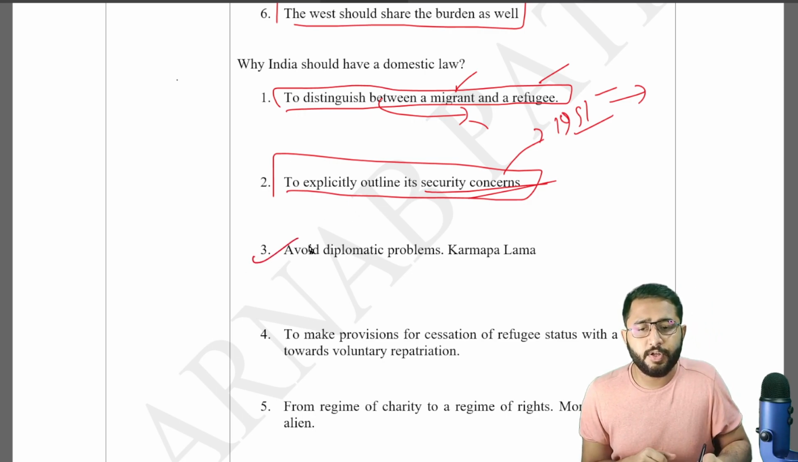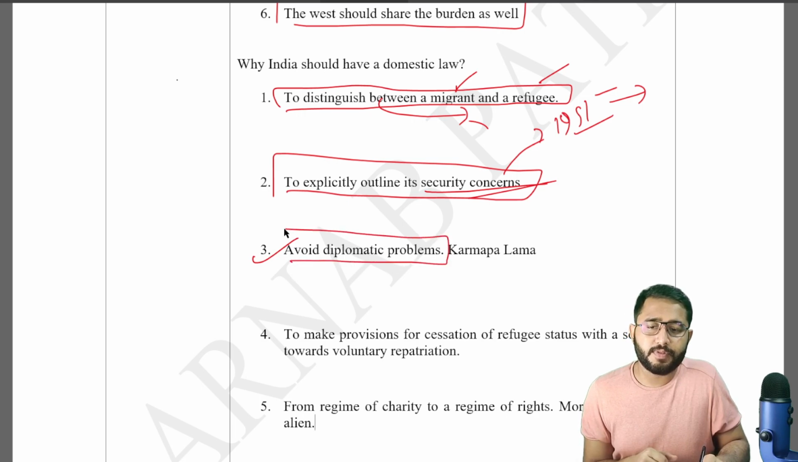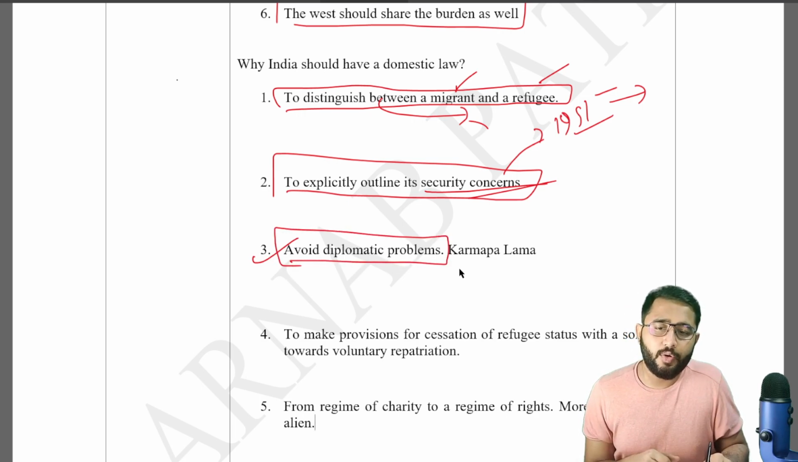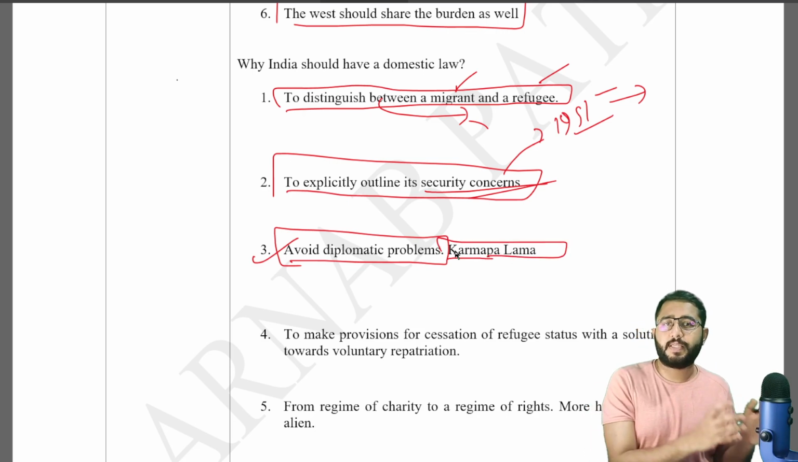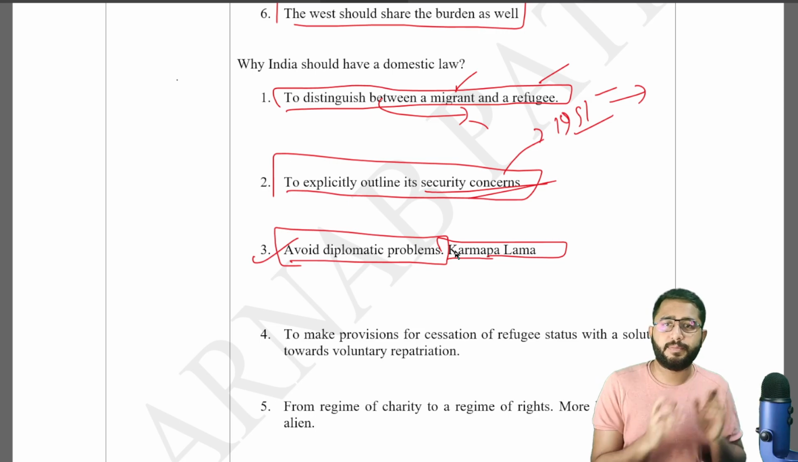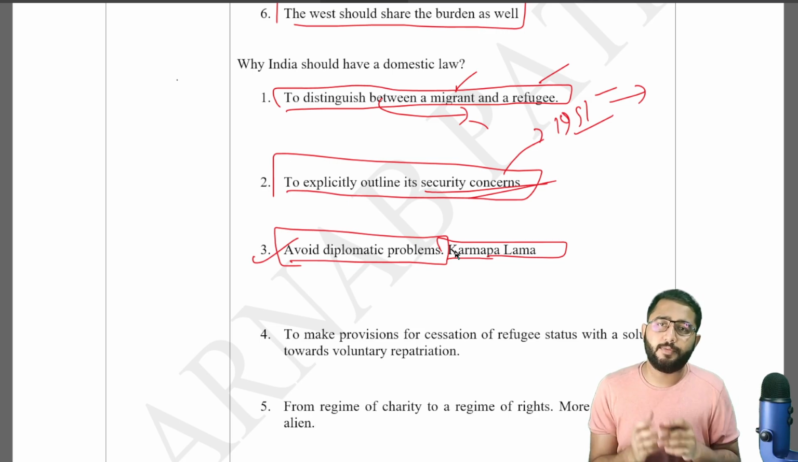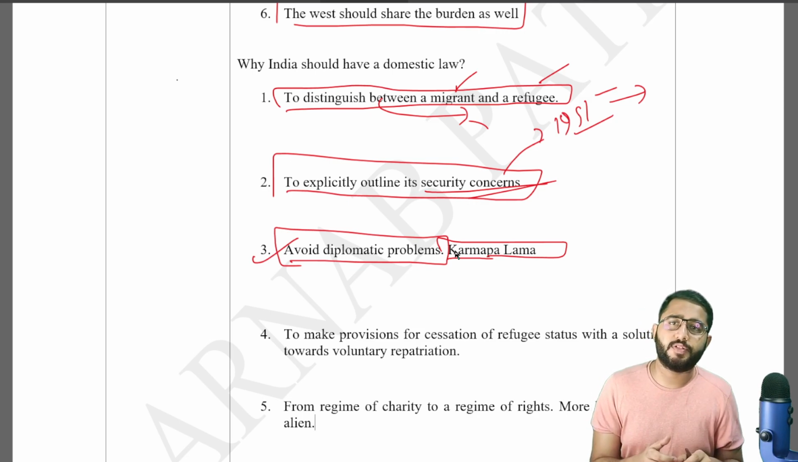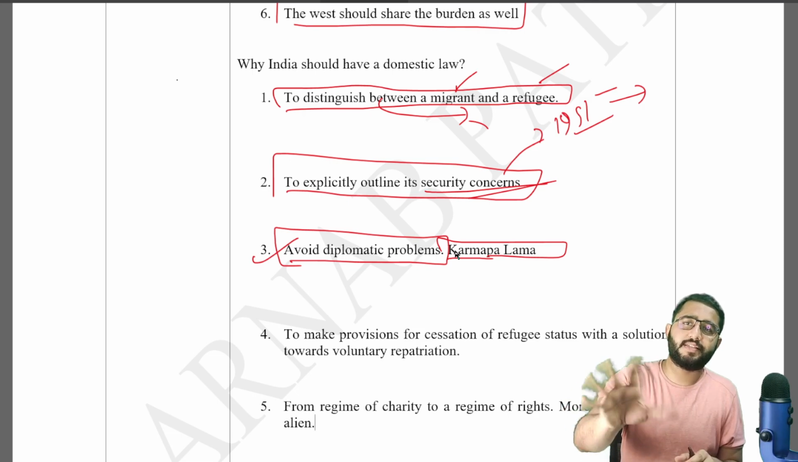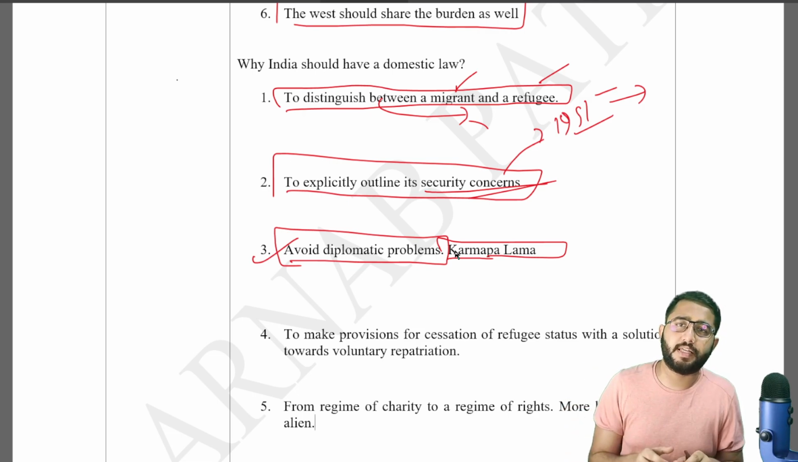The next reason is to avoid diplomatic problems. What does this mean? A good example of this was the Karmapa Lama. The Karmapa Lama was escaping out of China. India gave political asylum to the Karmapa Lama. Now China says that this is very wrong. This is a problematic position, where we see this as an unfavorable condition: a person we are prosecuting, a person we see as a criminal, how come India is doing this? How come India is giving political asylum to someone like this?